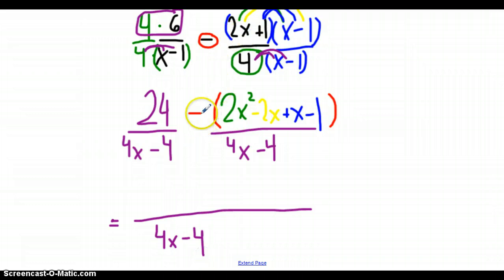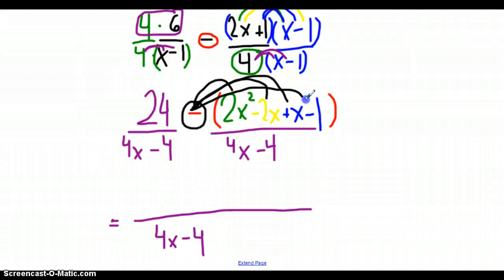And then I'm going to come up here and do something that we haven't done yet with our negative sign. Remember, when you're subtracting something in parentheses, you actually have to distribute that negative to each piece. So I'm going to change all the signs of everything inside the parentheses over here. My 24 will stay the same, and then I'm going to have negative 2x squared plus 2x minus x and plus 1. So remember that negative, it changes all the signs. What was positive becomes negative, what was negative becomes positive.